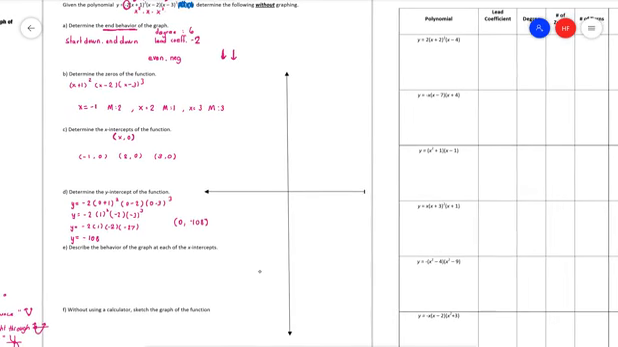Now describe the behavior of the graph at each of the x-intercepts. So at x equals -1, it has a multiplicity of 2, so it's going to bounce. At x equals 2, it has a multiplicity of 1, so it's going to go straight through. And at x equals 3, it has a multiplicity of 3, so we're going to say that it snakes through.